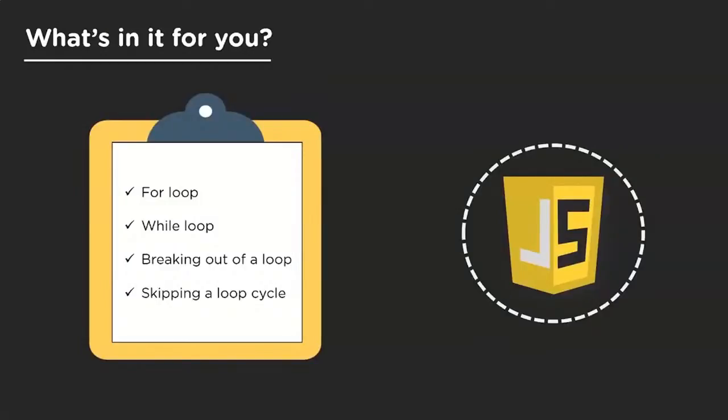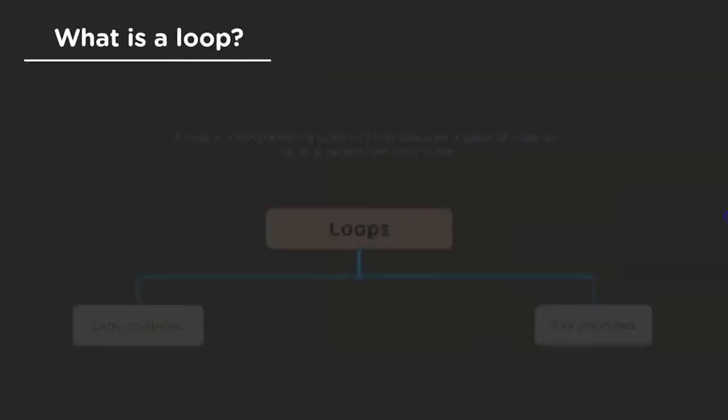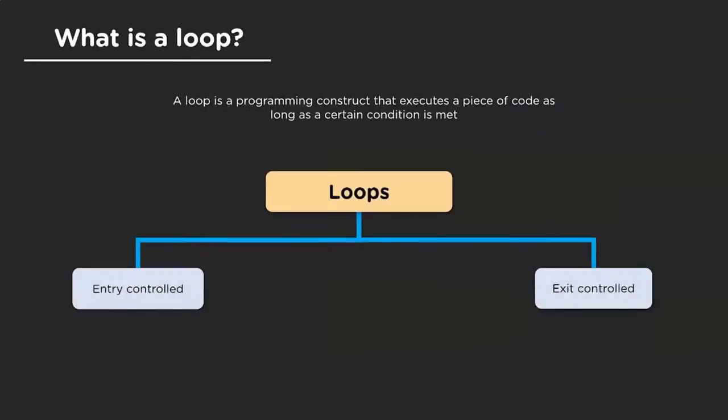Now before jumping into the for loop, let's first understand what exactly a loop is, right? So a loop is basically a programming construct that executes a piece of code as long as a certain condition is met. Alright, and there are two different types of loops.